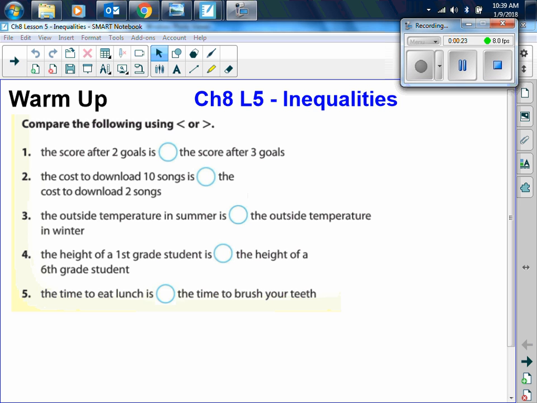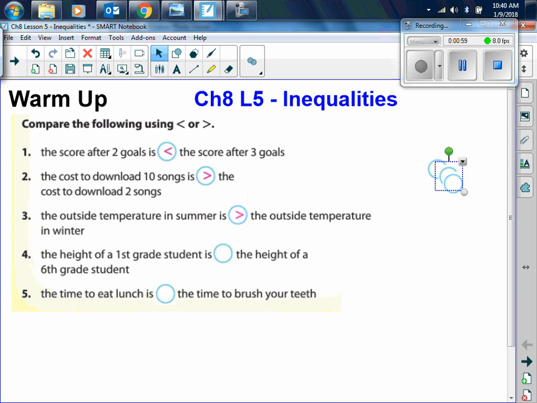Okay? So here, we are comparing the score after 2 goals to the score after 3 goals. What symbol goes in there? That's going to be less than. How about the cost to download 10 songs compared to the cost to download 2 songs? Greater than. Very good. Number 3, the outside temperature in the summer compared to the outside temperature in the winter. Greater than.